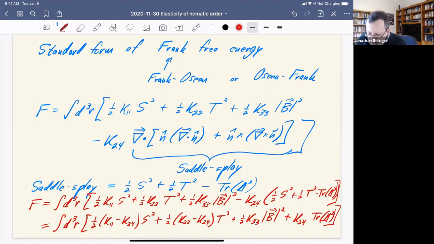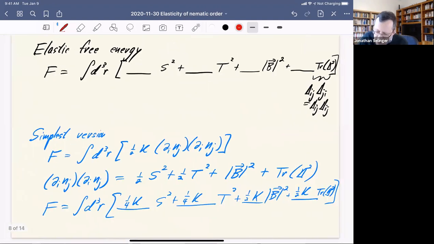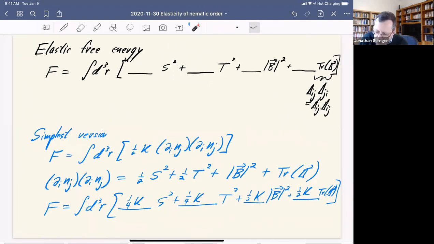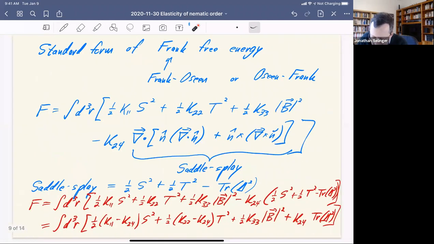This thing now looks just like the equation that I showed you up here, with certain things that go in the 4 blanks. Okay, so the things that go in the blanks, these are the coefficients of splay squared, twist squared, bend squared, and the trace of delta squared. So these are the energy costs for each of those 4 elastic modes.